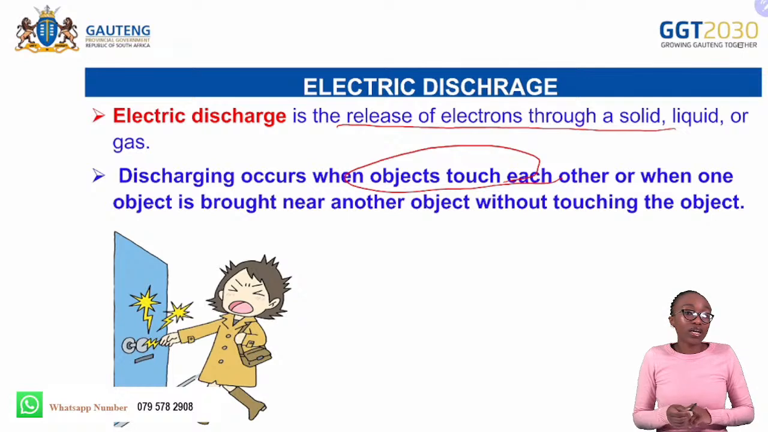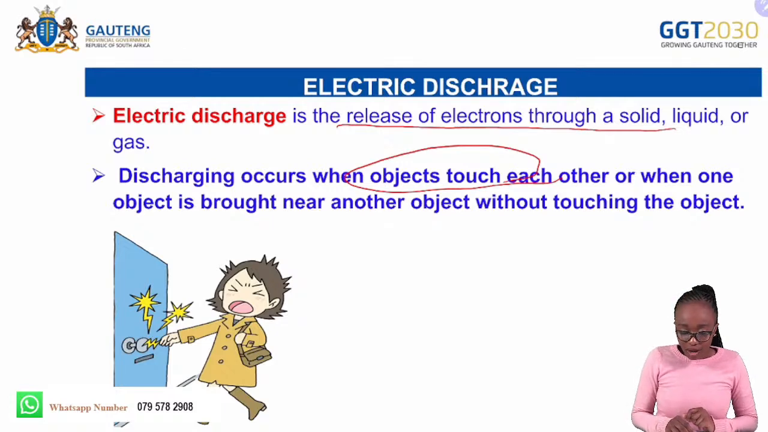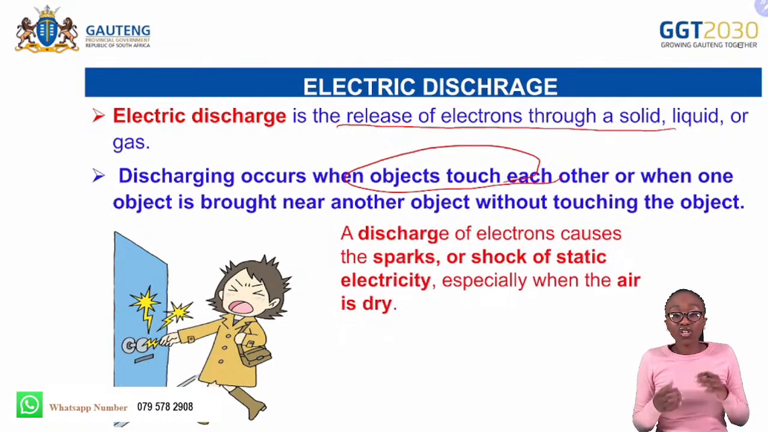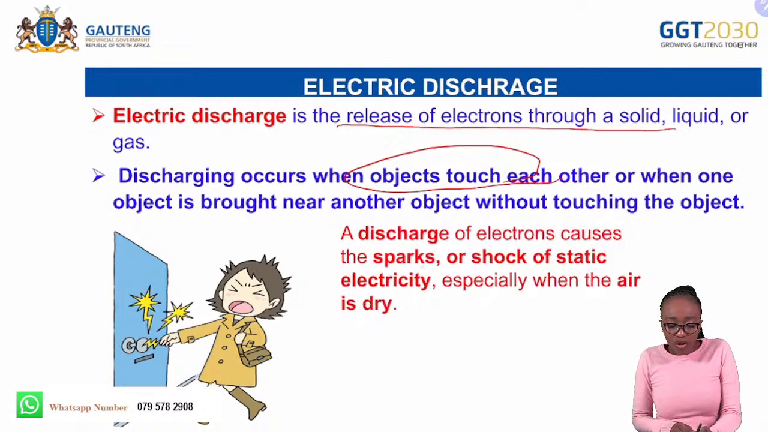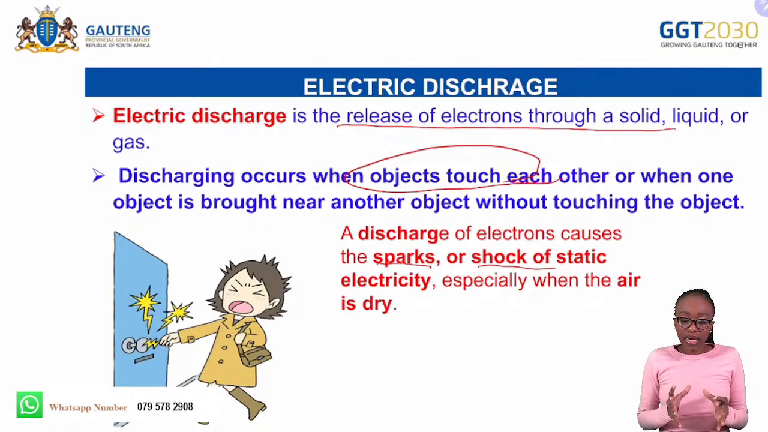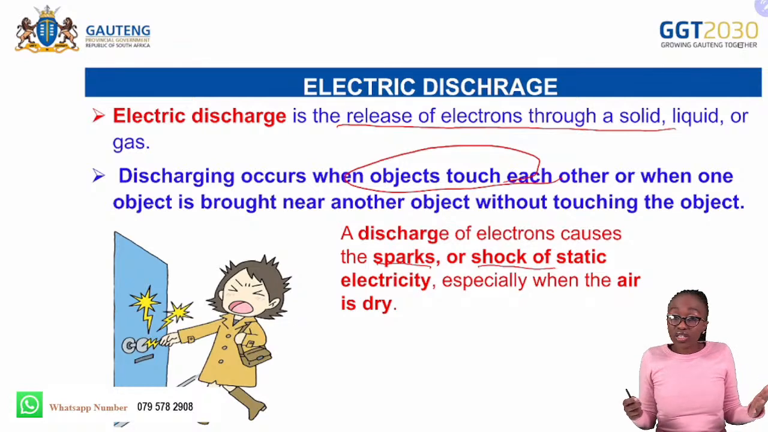Look at this lady here. She was trying to open the door and then she got the shock of her life. Okay, so electric discharge causes this. It causes sparks. It causes shock of static electricity, especially when the air is dry. So next time you get shocked when you open a doorknob or touch any surface, just know that that surface is charged and it has just released some electrons onto you.